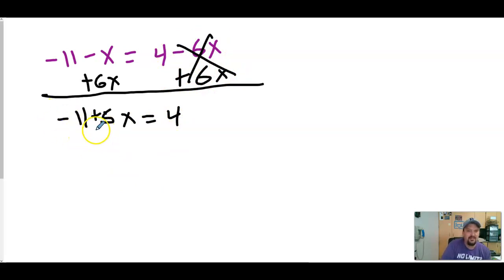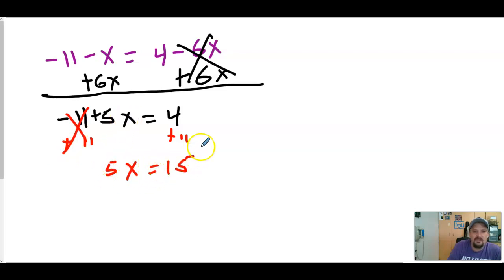So let's get rid of this negative 11 now. We're going to go ahead and solve. This is a 2-step equation. So we're going to add 11 to both sides. And this will cancel out, and my 5x comes down, and that equals 15.